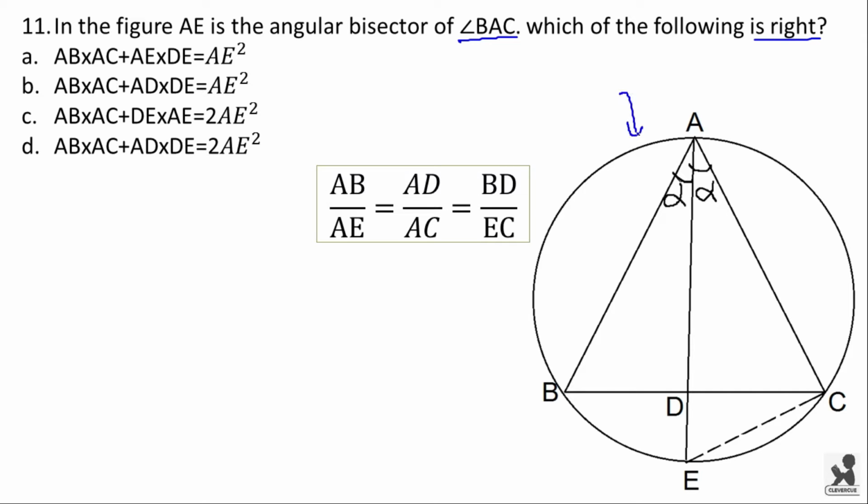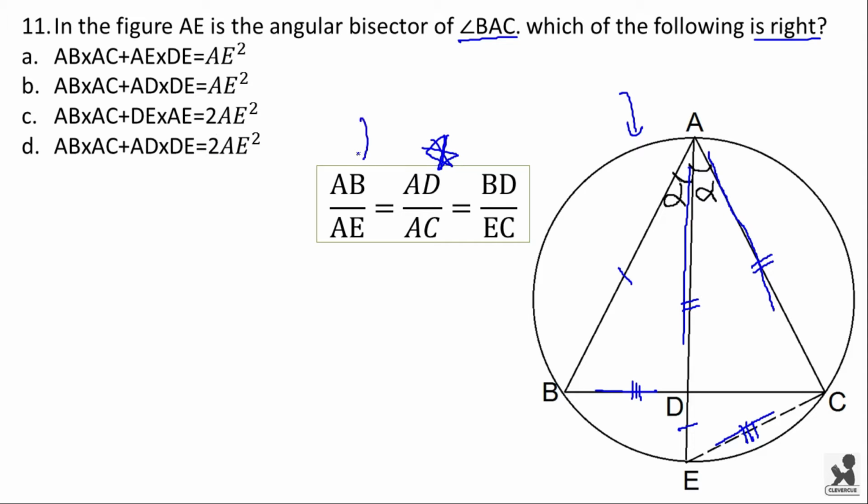In such kind of problems, we have to remember this formula. This formula is a very important formula. So just see what it is. Here AB by AE is equal to AD by AC is equal to BD by EC. Again here, AB by AE, this complete AE, is equal to AD by AC, which will be equal to BD by EC. I hope you understood.